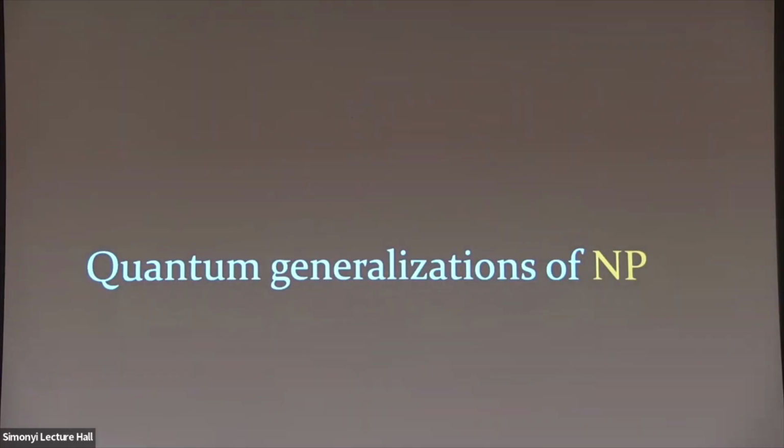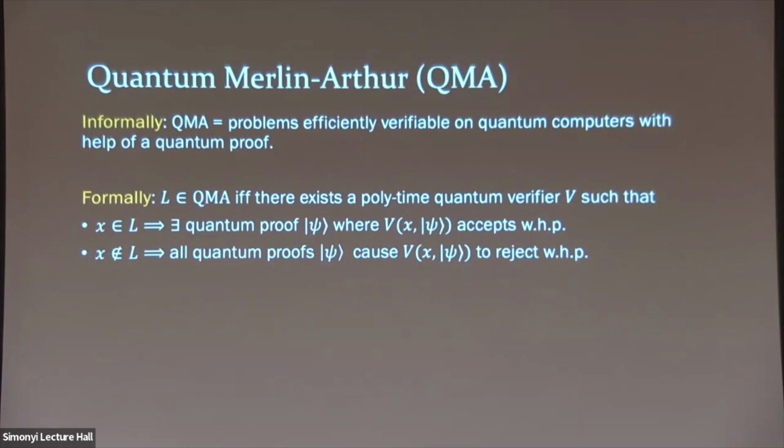Okay, so first off, let me define for you these quantum generalizations of NP. The first one is something called quantum Merlin-Arthur, or QMA. Informally, this is a complexity class that captures problems that are efficiently verifiable on quantum computers, where the quantum verifier gets a quantum proof. So it gets some collection of particles that could be in some highly entangled state, and based on this quantum state, it decides whether to accept or reject.